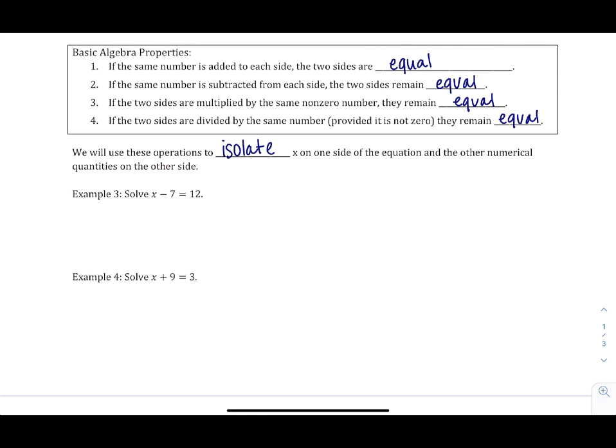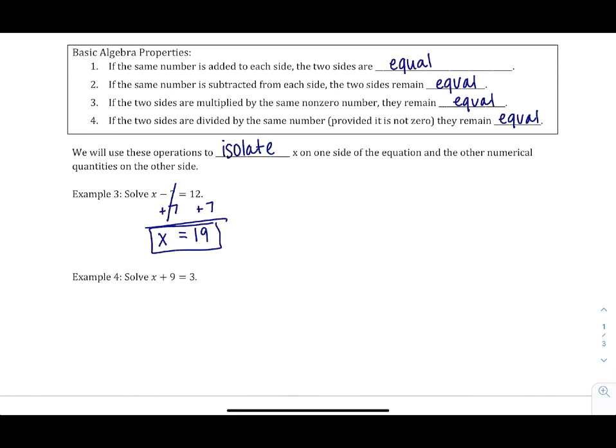So looking at example 3, we're trying to solve x minus 7 equals 12. So I'm looking for an operation that I can do to both sides that will isolate x. If I add 7 to both sides, negative 7 plus 7 zeroes out. And so that would leave me with just x on the left, and 12 plus 7 is 19. And that would actually be my answer.